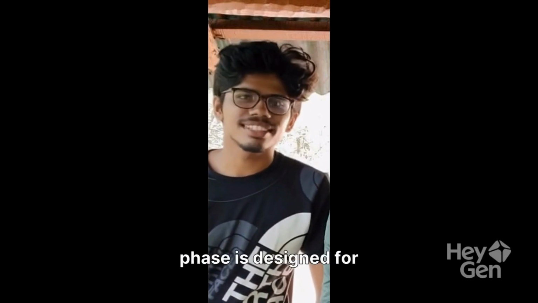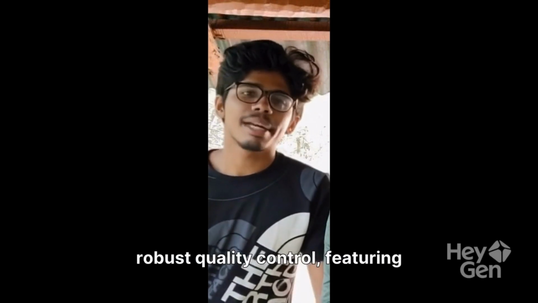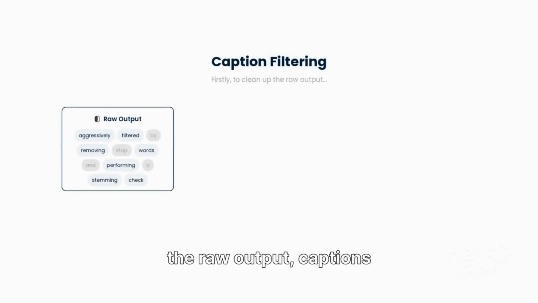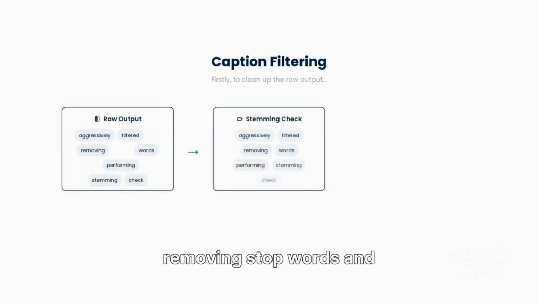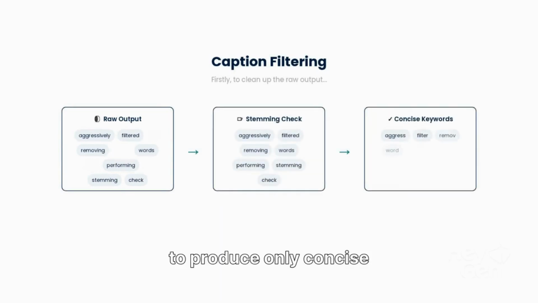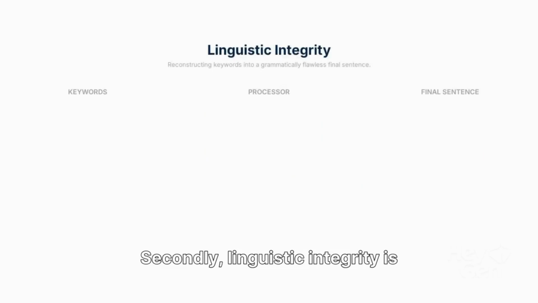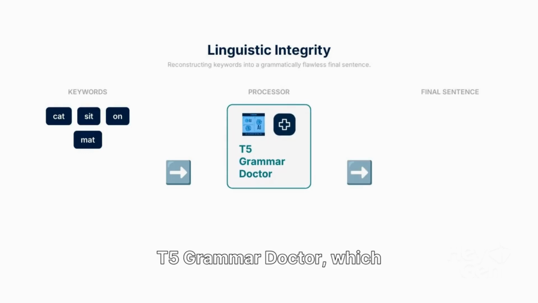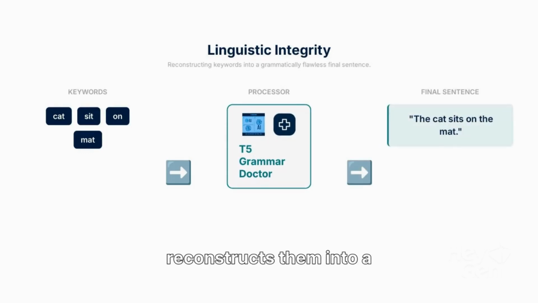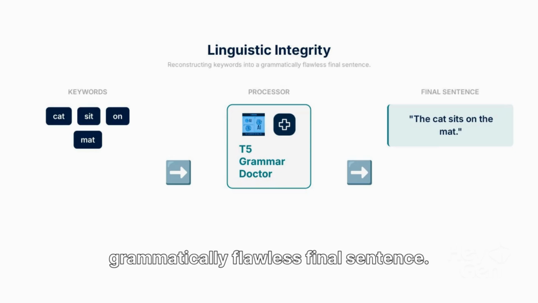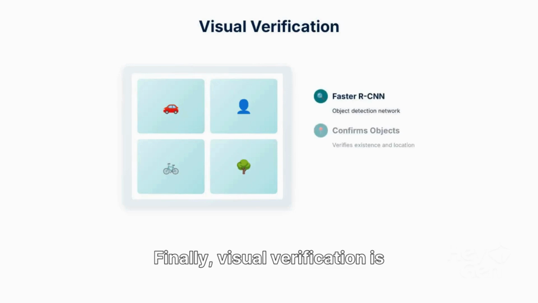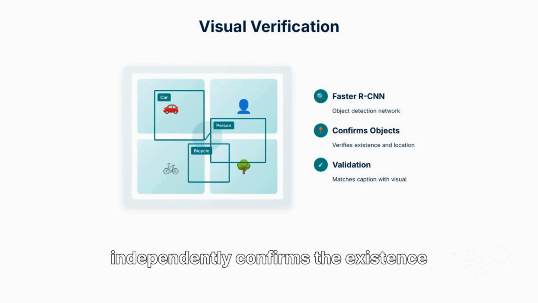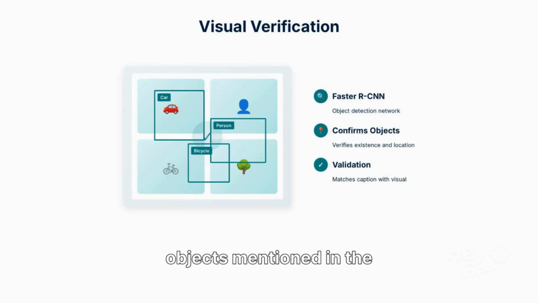In summary, our inference phase is designed for robust quality control, featuring a powerful 3-part process. Firstly, to clean up the raw output, captions are aggressively filtered by removing stop words and performing a stemming check to produce only concise keywords. Secondly, linguistic integrity is assured by a separate T5 grammar doctor, which takes these keywords and reconstructs them into a grammatically flawless final sentence. Finally, visual verification is achieved through the Faster R-CNN object detector, which independently confirms the existence and location of the objects mentioned in the caption.